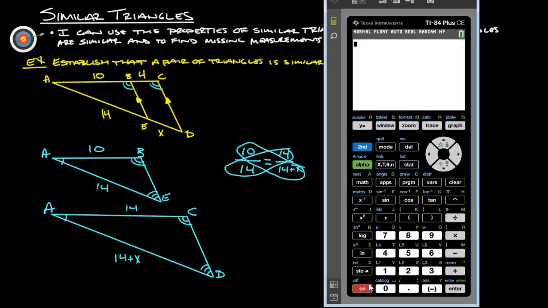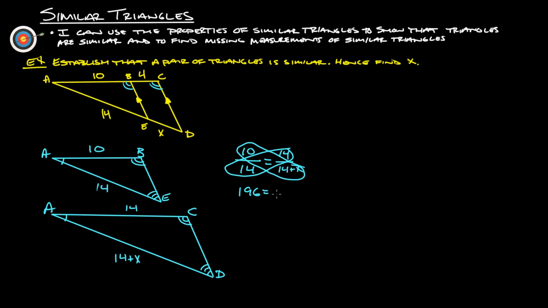And let's see, we got 14 times 14 gives us 196. And that's going to equal 10 times 14 is 140 plus 10x. So just got to solve this one. Subtract 140 from both sides. And we're left with 56 equals 10x. Divide both sides by 10, and we get that x is going to have to be 5.6. And they don't give us any units, so we'll just leave it as that.